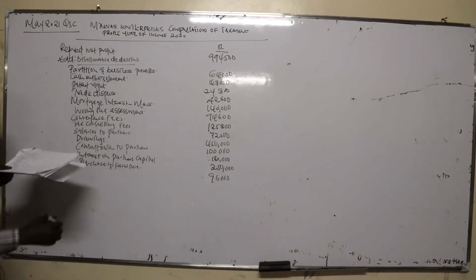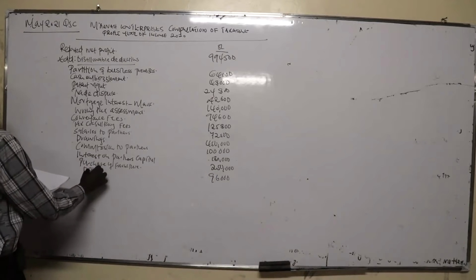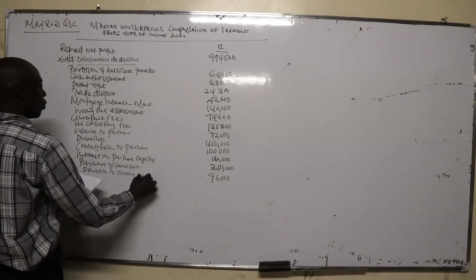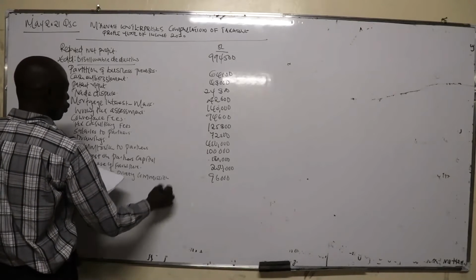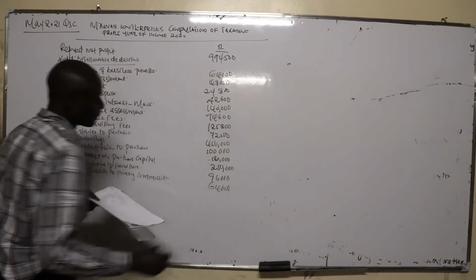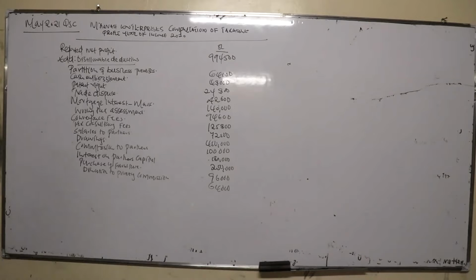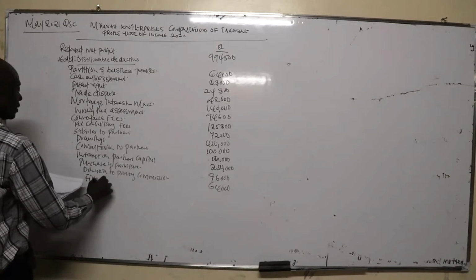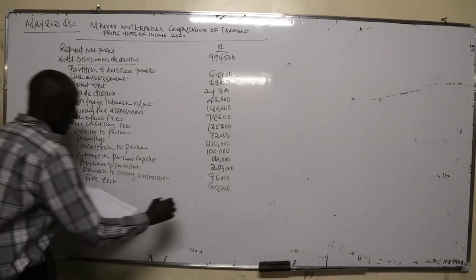Donation to poverty commission is not allowed. Donations are only allowed to charitable institutions, so that one is not allowed. We have construction of fire exits. Fire exit, that is a capital item, 36,400.